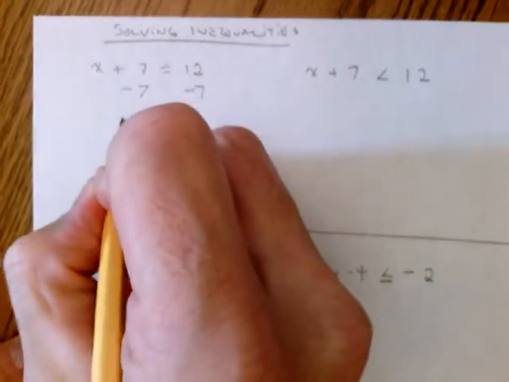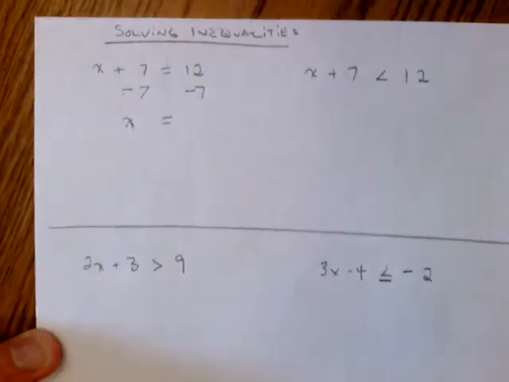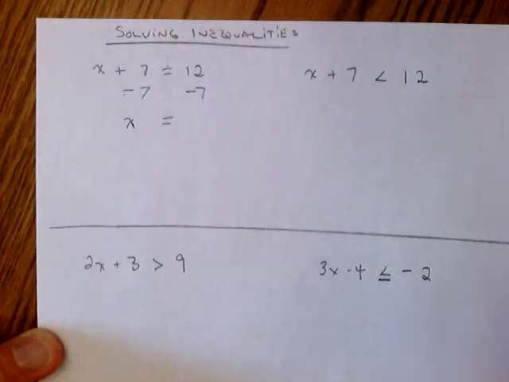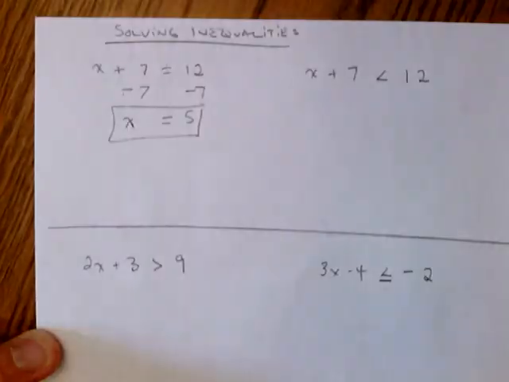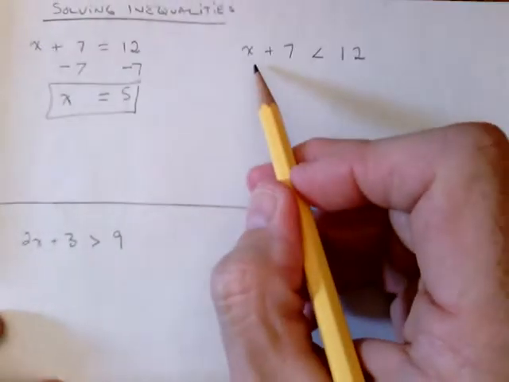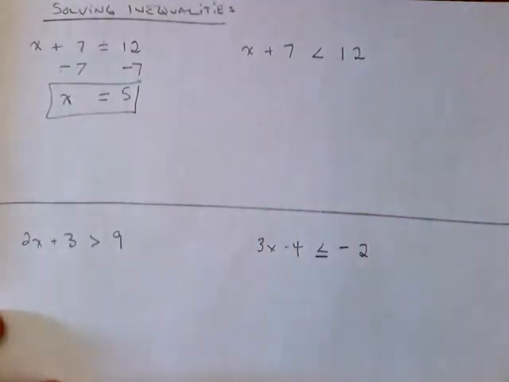So 7 minus 7 is 0. On the left-hand side, I have x plus 0, which we're going to write as x. And 12 minus 7 gives 5. Now, what if this were an inequality? x plus 7 is less than 12.